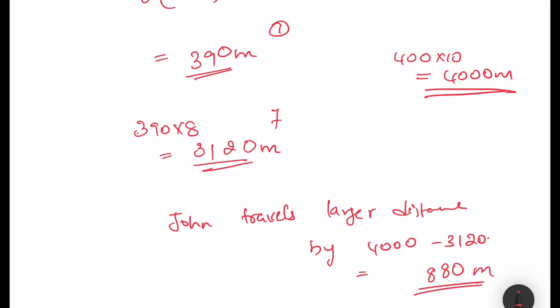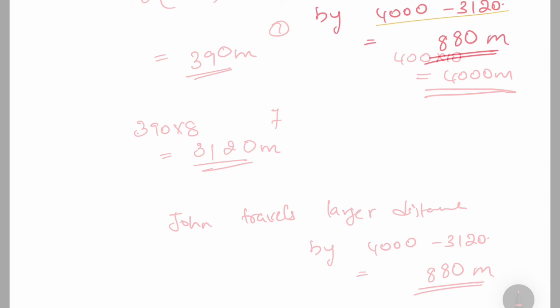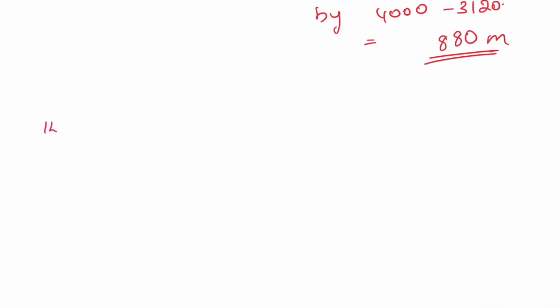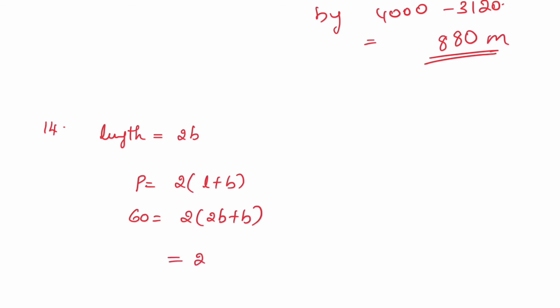Now coming to the next question, 14th one. The length of a rectangle is twice its breadth. If its perimeter is 60 cm, find its length. Length of a rectangle is twice its breadth. So length is equal to 2 times B. Perimeter is equal to 2 times (L plus B), that is equal to 2 times (2B plus B), that is equal to 2 times 3B. 60 is equal to 6B you will get.